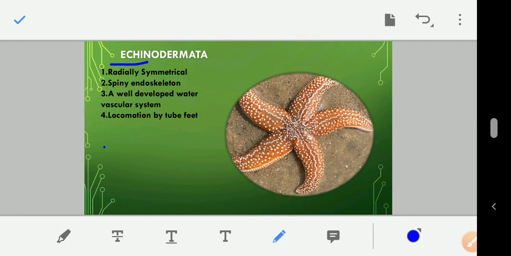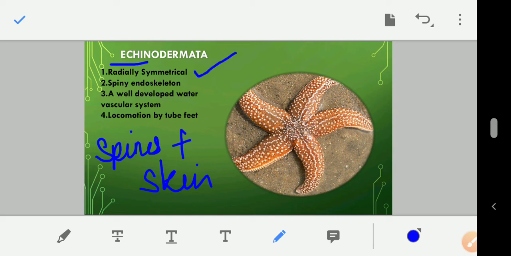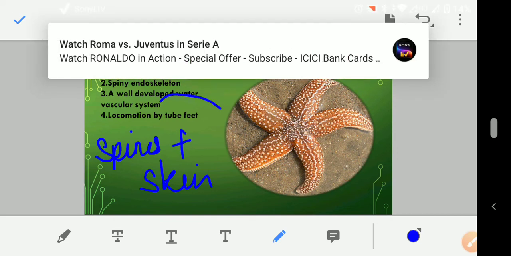Echinodermata. Echino means spines and dermata means skin. The entire body is covered with spines. This also shows radial symmetry. Radial symmetry is shown by two phyla only: one is Echinodermata and one is Coelenterata. They also have a well-developed water vascular system, means food will enter through water and waste will leave through the water. Locomotory organ is tube feet.